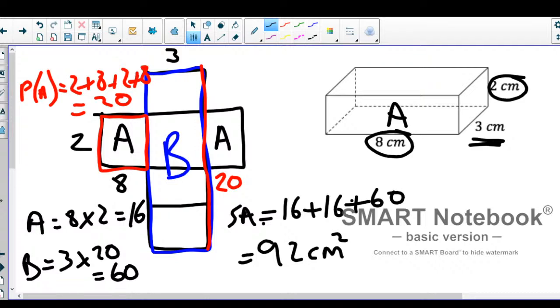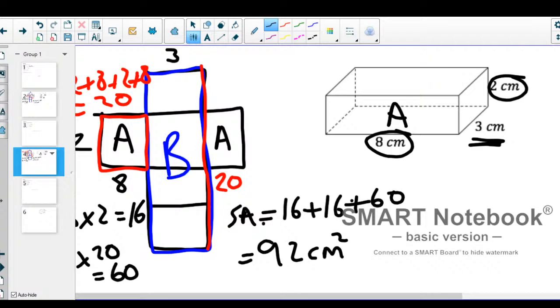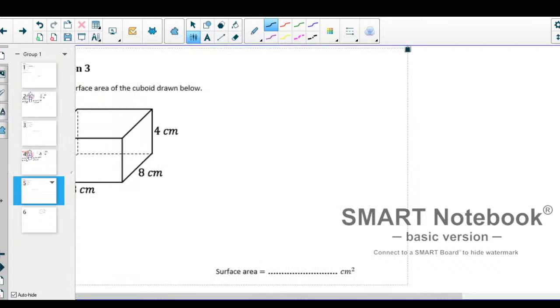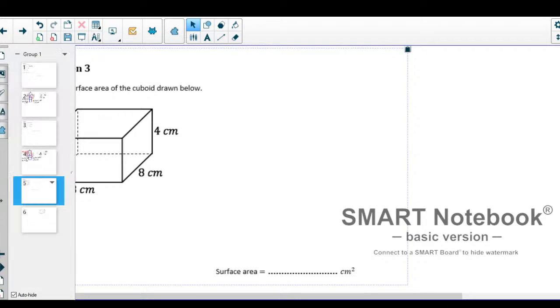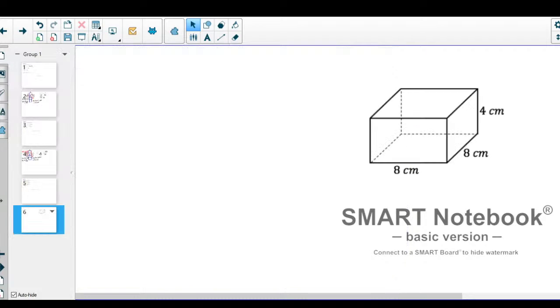I'm going to do one more and then see if you can apply it to that surface area 1 homework that I gave you. This question, here we go. This time I've got an 8 by 8 by 4. Yes, once again, it's a cuboid. Interesting with this one, of course, it's got a square base because we've got 8 times 8 at the bottom. But is it any different? In fact, it isn't.